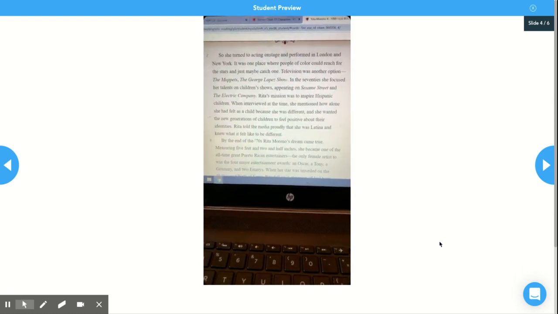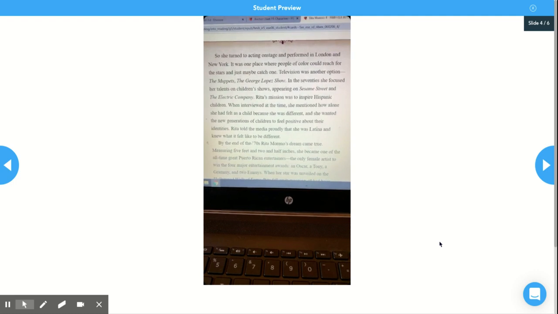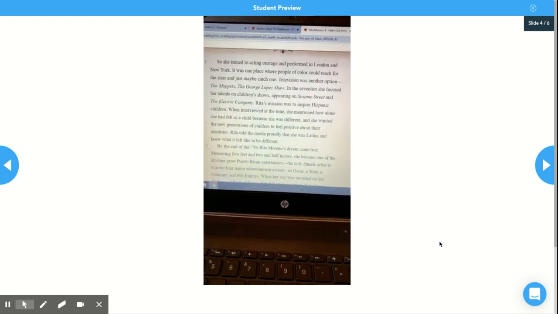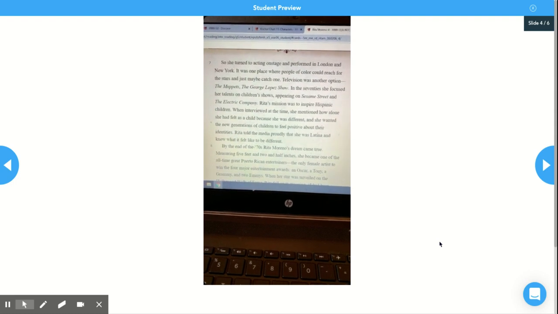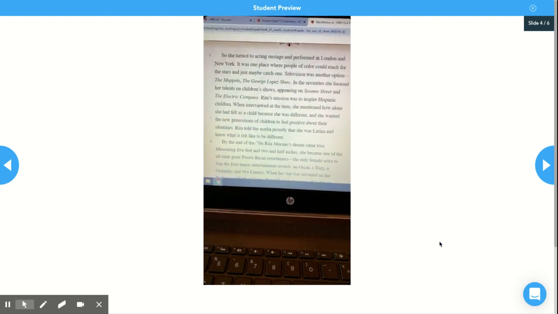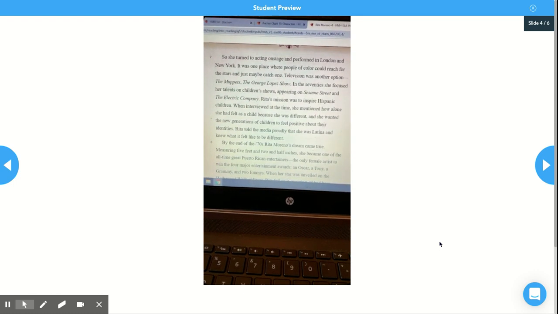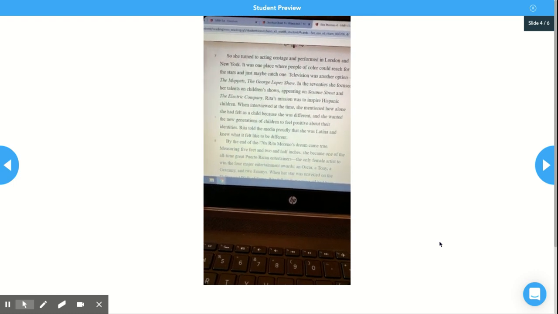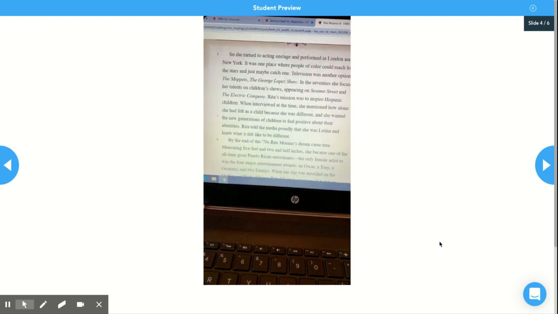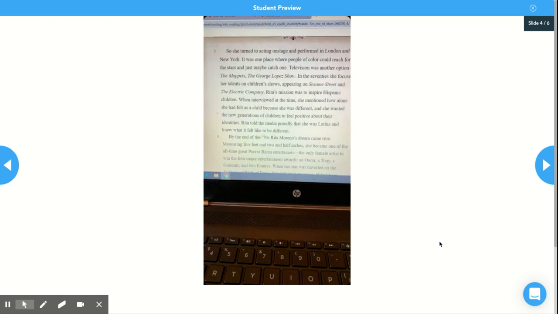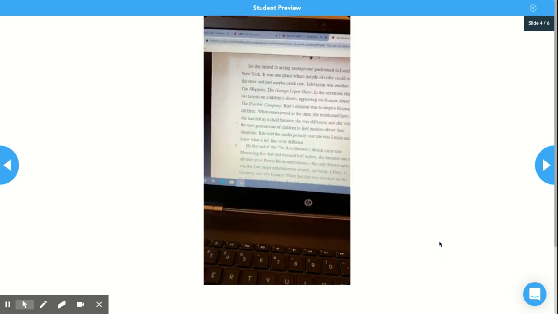It says at the time, she knew how it felt as a child to feel different. And so she really wanted to inspire Hispanic children. At the end, it says, Rita told the media proudly that she was Latina and knew what it felt like to be different. Continuing on.